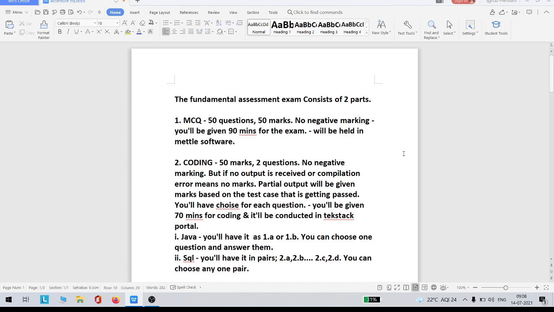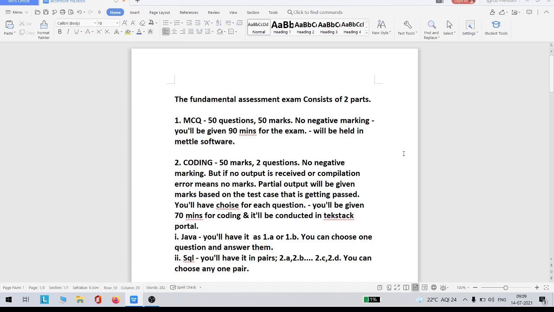You have to work out on the metal software. So it is very simple: 50 questions, 50 marks, 1.5 hour time. You can simply get 30 marks as there is no negative marking. If you choose randomly, there are high chances that you will definitely get about 20 to 30 easily. So let us see the second section, which is the coding section.